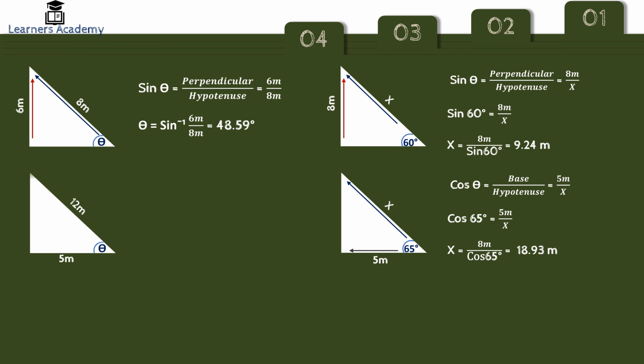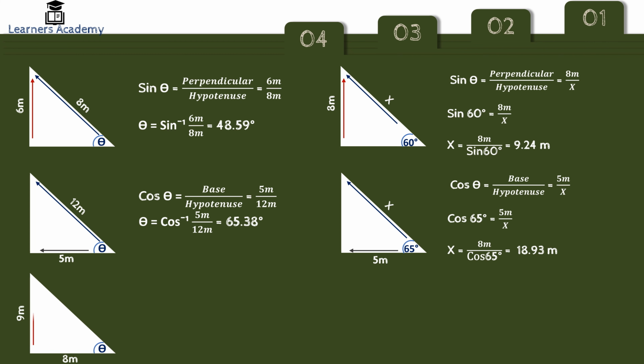In the fourth problem, we are given a base of 5 meters and a hypotenuse of 12 meters. Here we need to find the angle theta. Since we are given the base and hypotenuse, we will use cos theta to find the angle. We will simply divide the base by the hypotenuse and take the cos inverse to get the angle of 65.38 degrees.